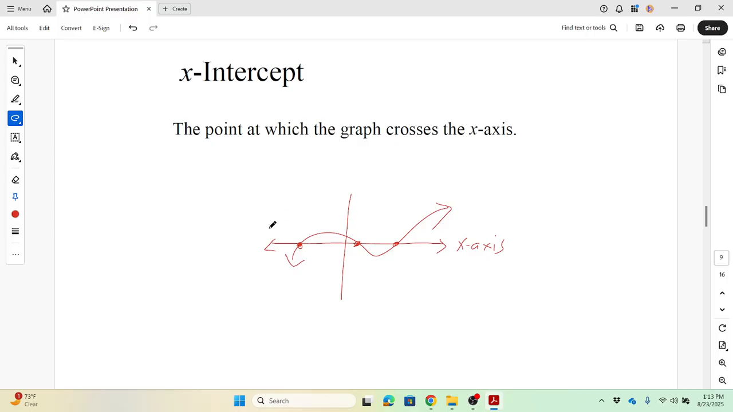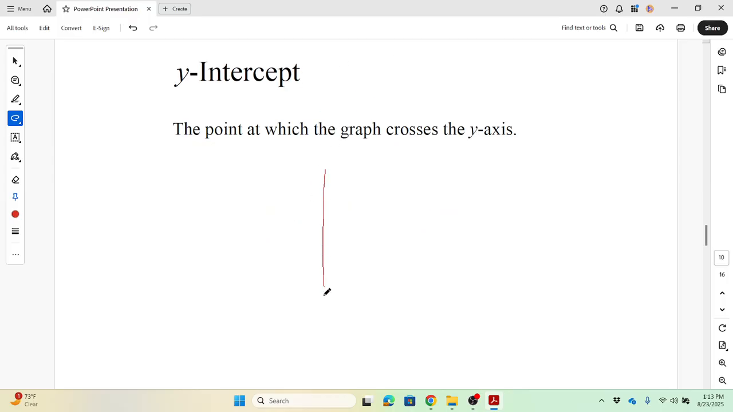Keep in mind, on the x-axis, the value of the y-coordinate would be 0. So no matter which point you choose, there would be a value of x, but the value of y would be 0. These are very, very useful points. That's why we're talking about them.